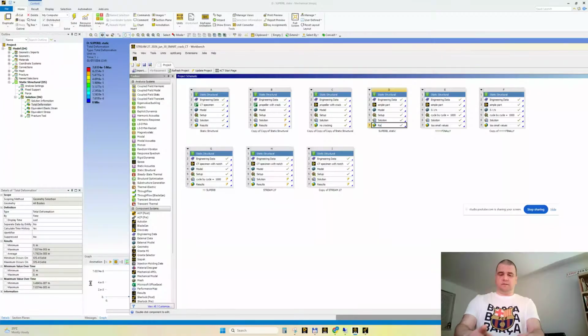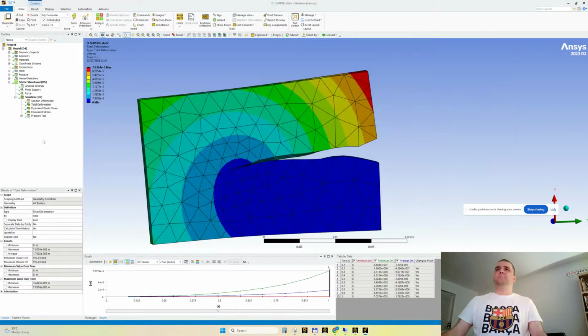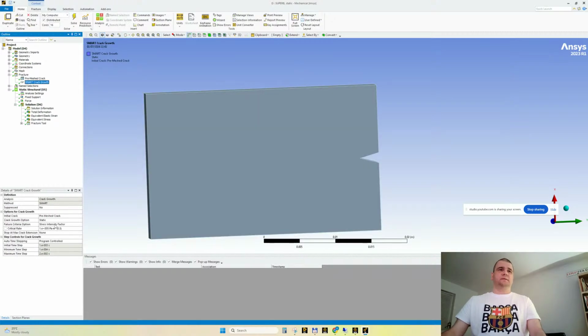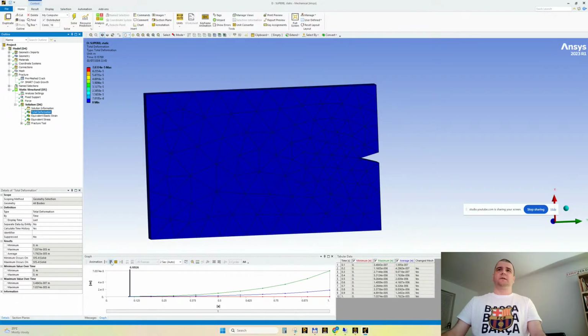Results, no? Results. Because this is nicely done. Look here. This is made static, and I would like to point you here. Static stress intensity factor and whatever, we give a value here. And I have this one.